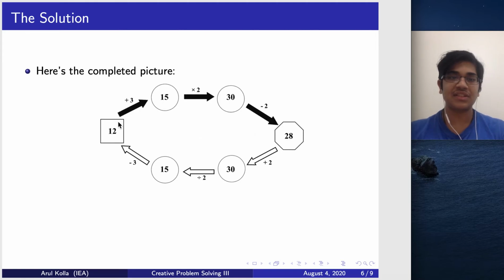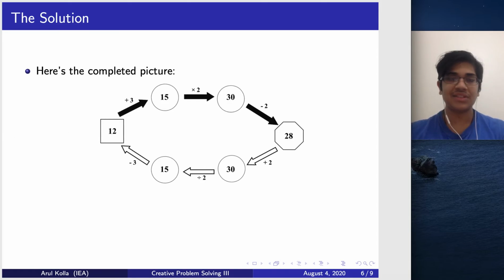So what you can see is the top black line is what we had originally, but now it's filled in. 12 plus 3 is 15, 15 times 2 is 30, and 30 minus 2 is 28. And on the bottom, we have the opposite. 28 plus 2 is 30, 30 divided by 2 is 15, and 15 minus 3 is 12.